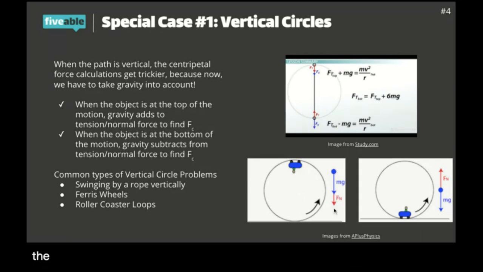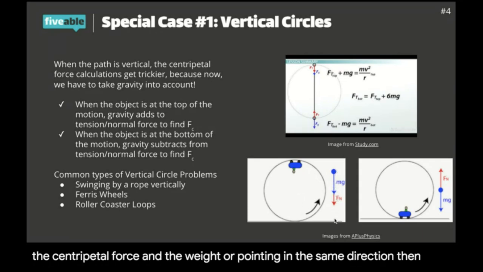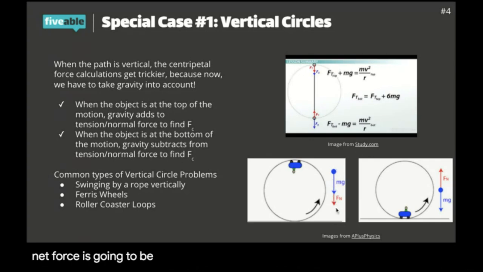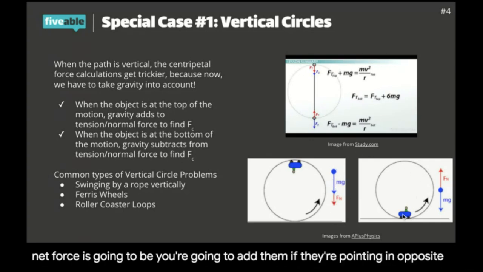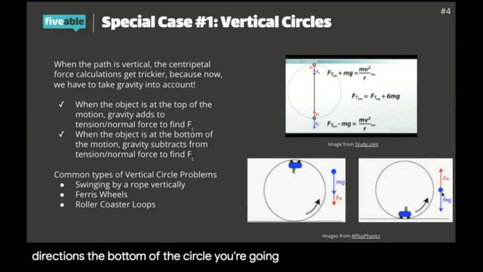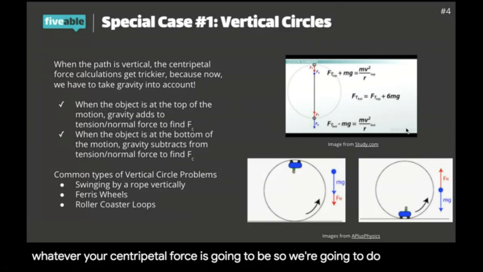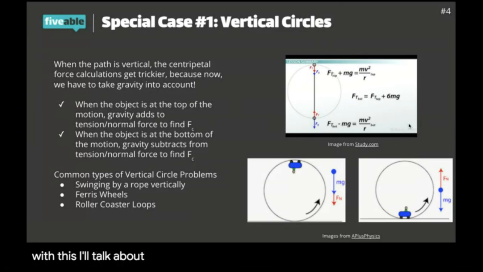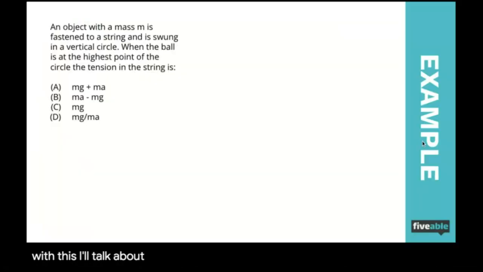If the centripetal force and the weight are pointing in the same direction, then your net force, you're going to add them. If they're pointing in opposite directions at the bottom of the circle, you're going to subtract the weight from whatever your centripetal force is going to be. So we're going to do one practice with this. I'll talk about one more special case, and then we're going to talk about energy.